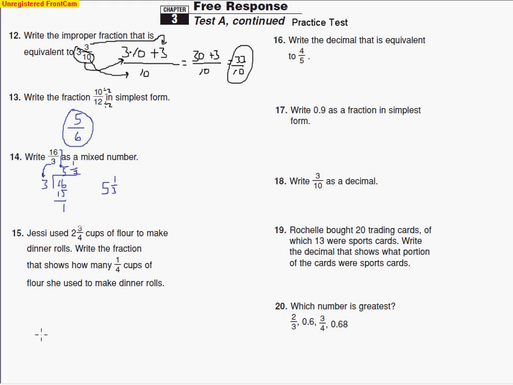And we'll go ahead and finish up the rest of the problems in the next part. So check part 2 for the rest of the problems.